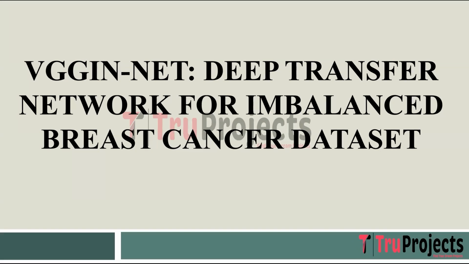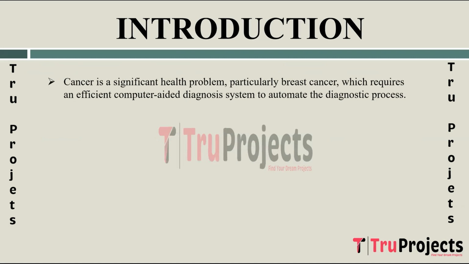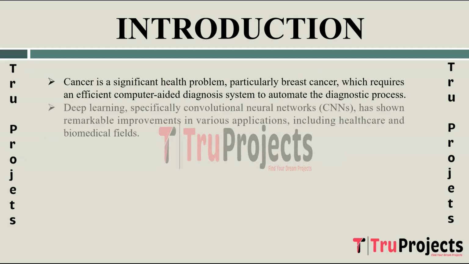We are going to explain about the project titled VGGIN Net: Deep Transfer Network for Imbalanced Breast Cancer Dataset. Introduction. Cancer, particularly breast cancer, is a significant health concern worldwide. Detecting it early can significantly improve patient outcomes. However, the diagnosis process can be complex and time-consuming for healthcare professionals.